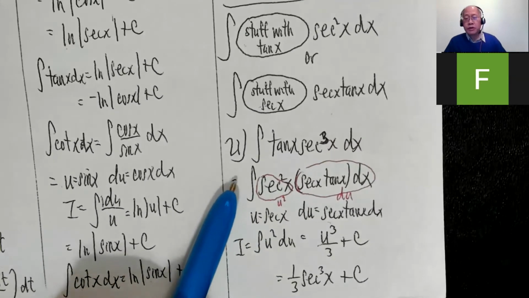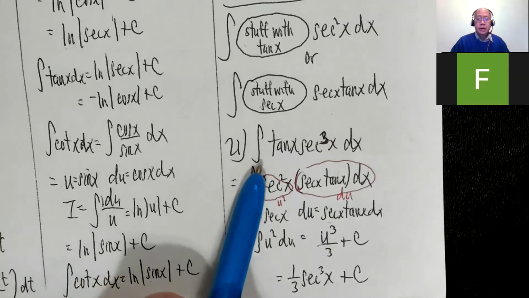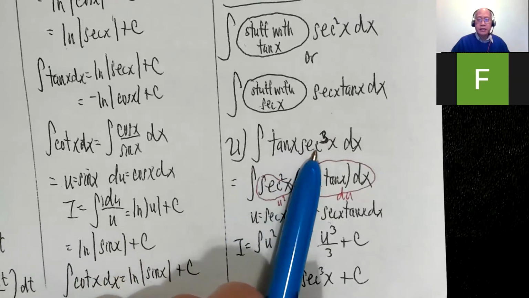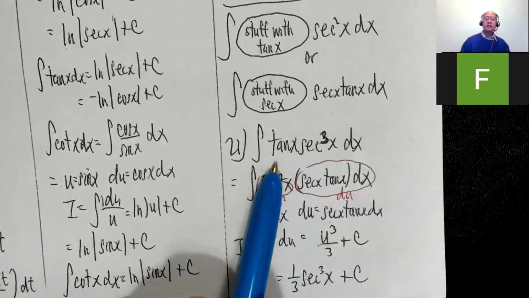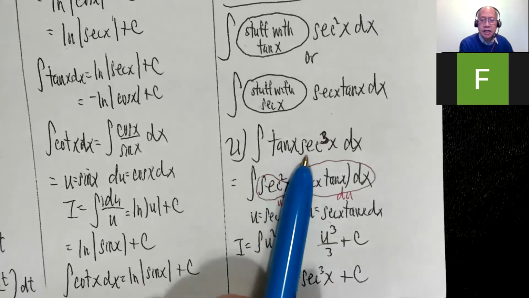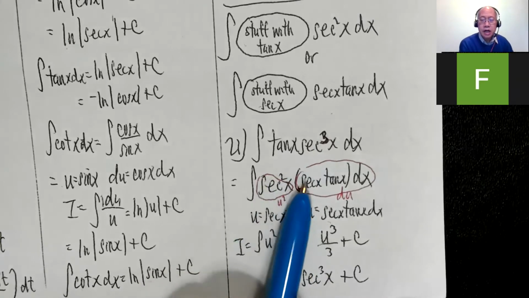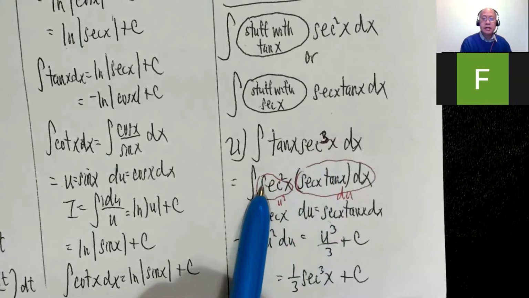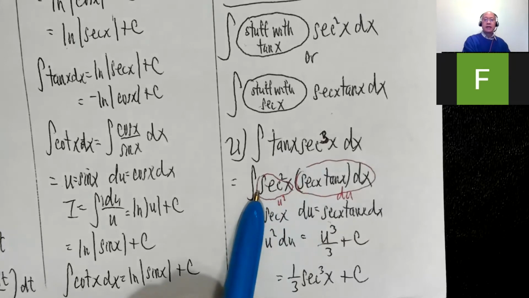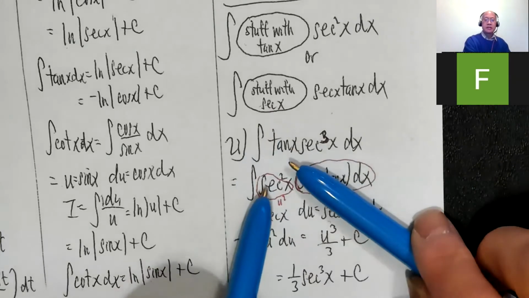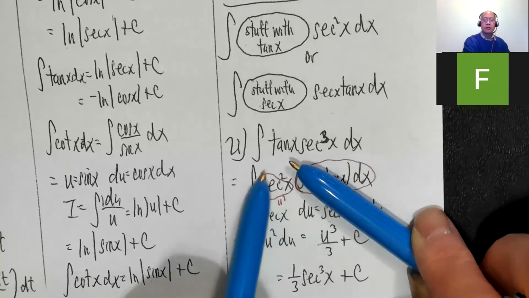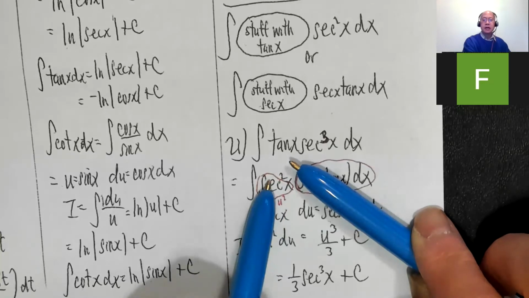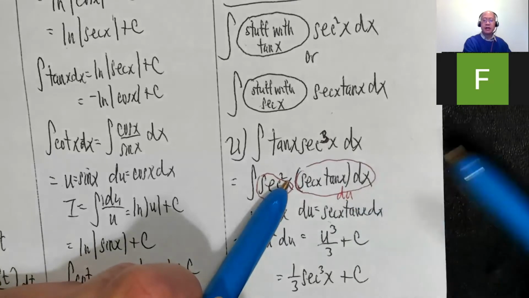Okay, so here's problem 21. Integral of tangent x secant cubed x dx. All right, so in this case, I decided to break it down into secant squared x times secant x tangent x dx. Secant cubed, secant squared times secant x tangent x. Okay, this looks like this one. It's stuffed with secant x. The only trig function that I see is secant x. And then there's an extra secant x tangent x after that.